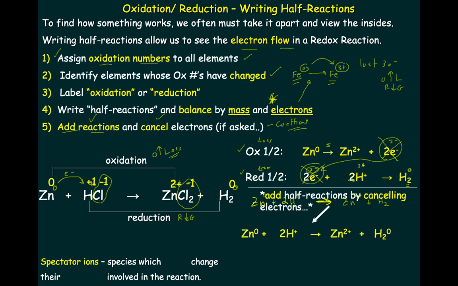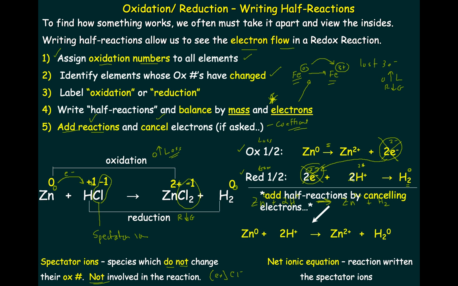Okay, so again, final notes here. A spectator ion is a species which does not change its oxidation number. Okay, so it's not involved in the reaction, and again, your good example here would be chlorine minus. Okay, so chlorine minus is a spectator. All right, and a net ionic equation is the reaction written without the spectator ions. Okay, and that's how we're going to do this. So it's important to know why you're doing it. So again, this is how you write half reactions, and the best way to do it.